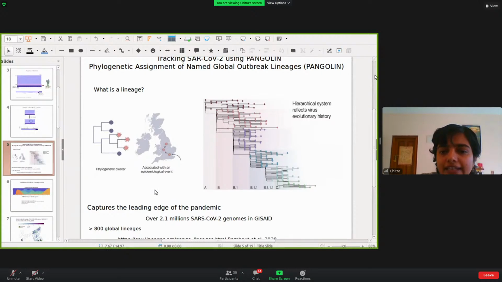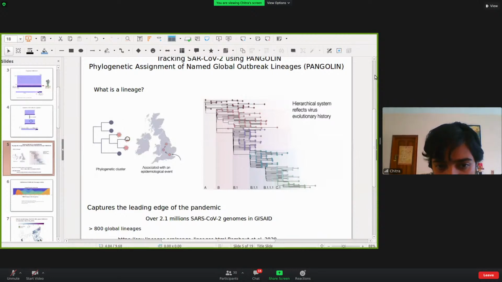So for SARS-CoV-2, what are these lineages that people talk about? A lineage of SARS-CoV-2 is a set of related viruses. They cluster by phylogeny, which means evolutionarily we expect them to have a relationship. Then they're associated with an epidemiological event. So we call something a lineage when we know something about their origin, that is, about the first time they were sequenced.